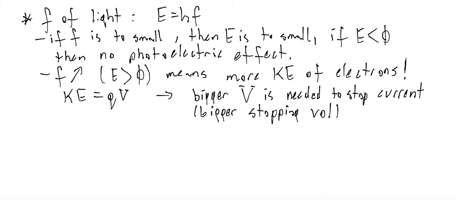So this is about frequency, yes? Frequency must be high enough to remove electrons, and if frequency is high enough and increases, then more volts is needed to stop electrons because electrons have more kinetic energy. So it was about frequency of light. Second parameter which can be changed, which is related with light, is intensity of light.